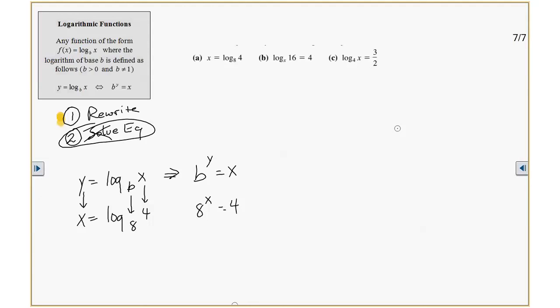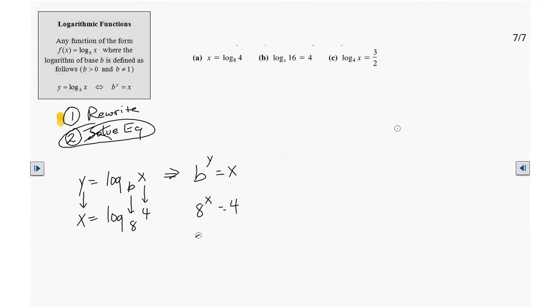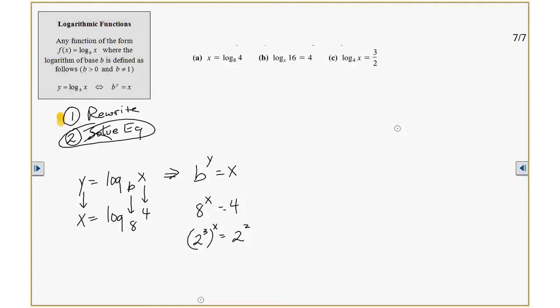Now, if I wanted to solve this, one of the first things I would try to do is get some kind of 2 to the third power raised to the x is equal to 2 to the second power. You gotta get the same base. Why you gotta get the same base? Because if you get the same base, the exponents are equal. A lot of people don't realize that. They forget that, or they never have been shown that.